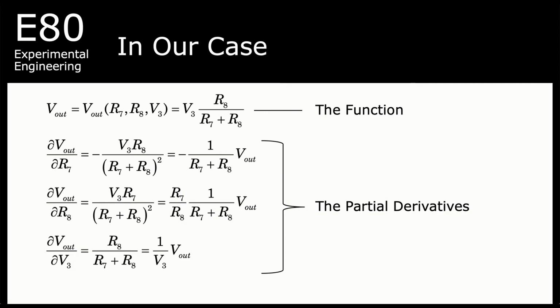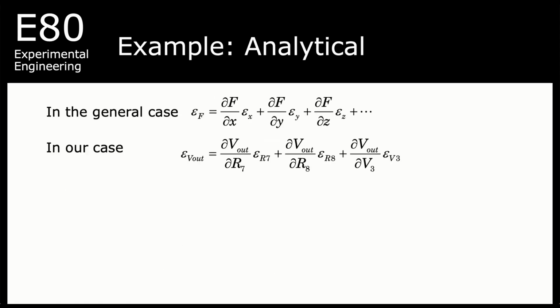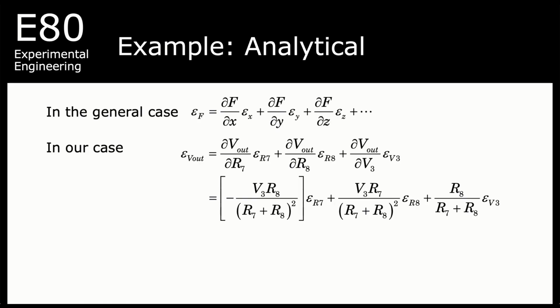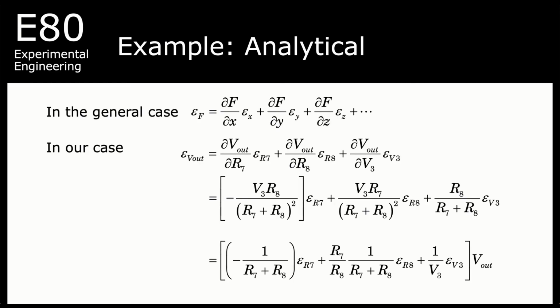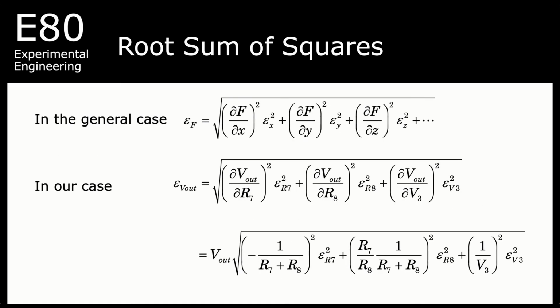When we use the formula with the substitution, we use the nominal calculated value for v out. Substituting the partial derivatives back into the expression for the error in v out, we get the following expressions. The first is without substituting back in for v out, and the second is substituting back in for v out and factoring out v out. Since we're assuming the errors in r7, r8, and v3 are uncorrelated, we need to add the errors in the root sum of squares sense. We've factored out v out, which we know to be positive in this case.